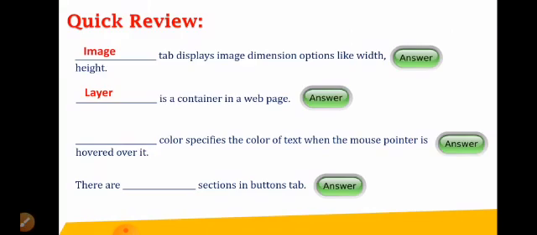Third one, dash color specifies the color of the text when the mouse pointer is hovered over it. The answer is hovered font. Then fourth one, there are dash sections in buttons tab. There are 4 sections in buttons tab.